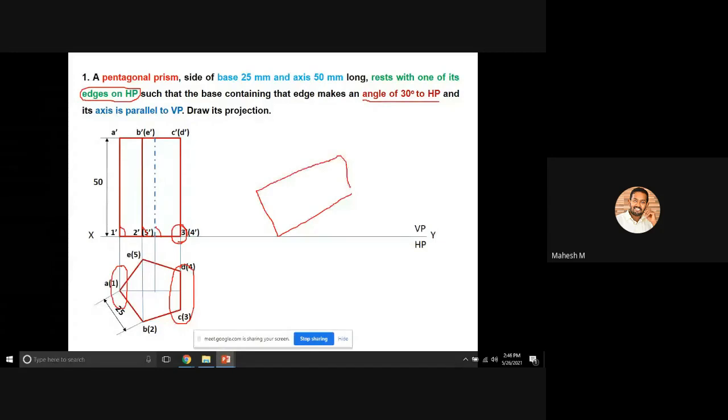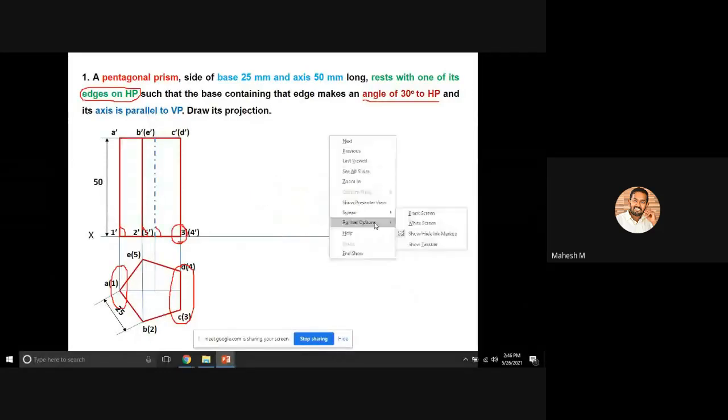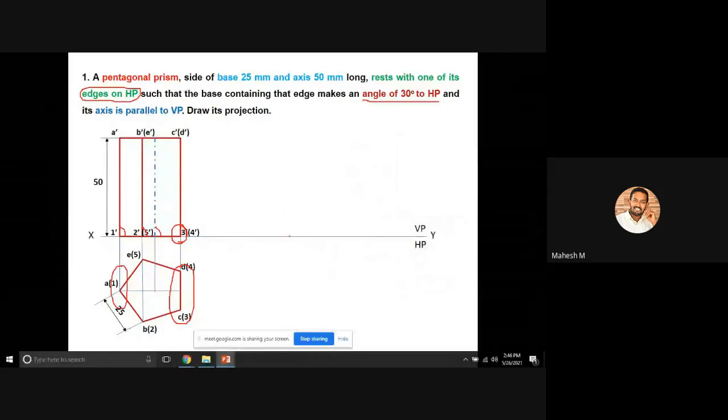Okay, so the inclination should be like this. So if the problem is like corner on HP, then you have to draw this diagram reversely. That means you have to draw like this. So here this angle should be 30 degree.